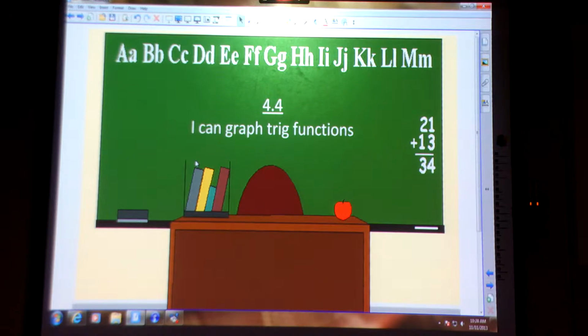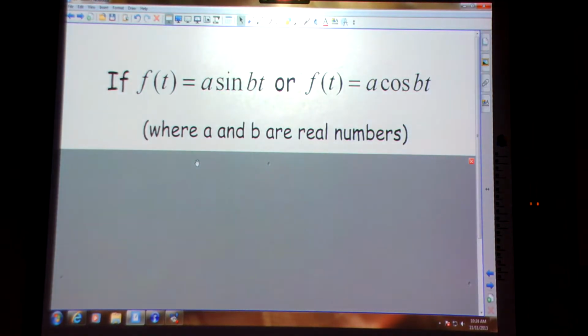Let's jump in. We started graphing yesterday, stretching, shifting, we've been doing that kind of thing. But now we need to actually be able to look at the function and gather some information about the graph without actually having to graph it. So, we start with, if we have a function f of t in the form of a sine bt, or if we have a cosine, a cosine bt.